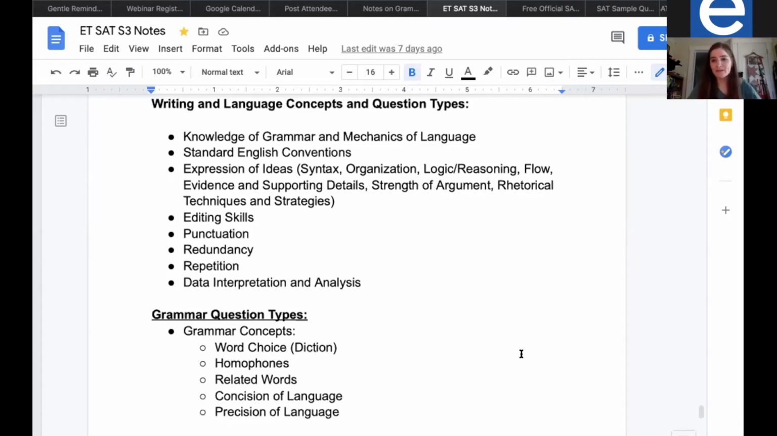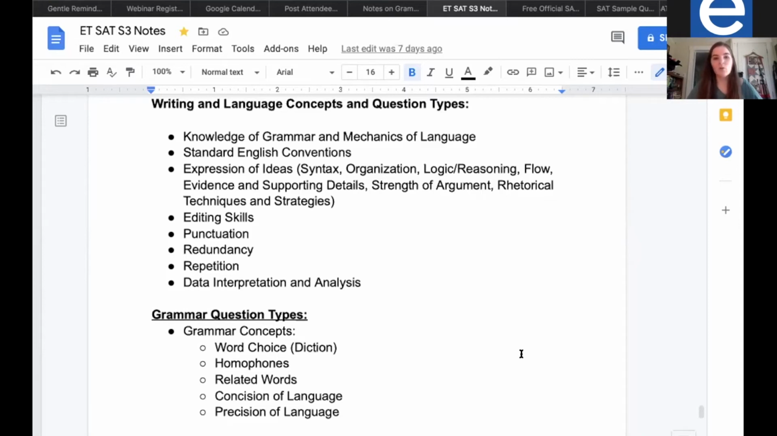Logic and reasoning is very straightforward. It should be like dealing with evidence, like what is your support that you're providing. It also has to do with the flow of your essay. Do things seamlessly flow from one idea to the next, or are there gaps where we don't understand how you jumped from one idea to another, and so we're not sure what you're saying as an author? Those are types of things that we're going to be looking for and that the test is going to be asking you about.